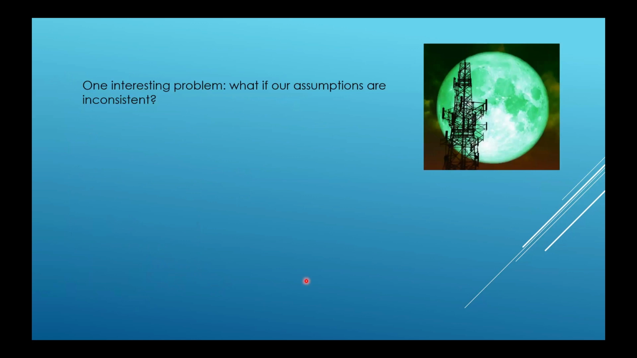Now, here's an interesting problem. What happens if we have inconsistent assumptions? So take this, for example. Snow is white and snow is not white. That's an inconsistent assumption. Therefore, the moon is made of green cheese.